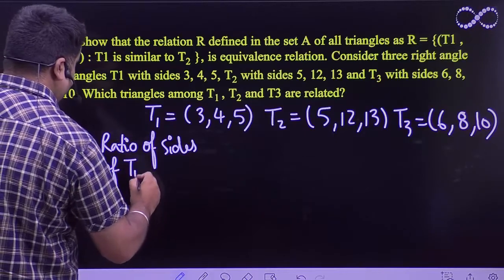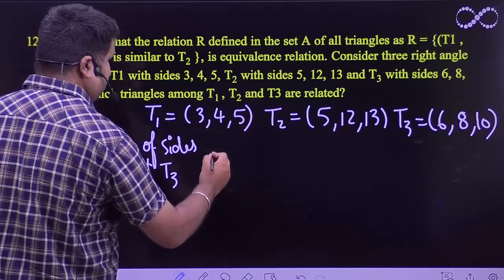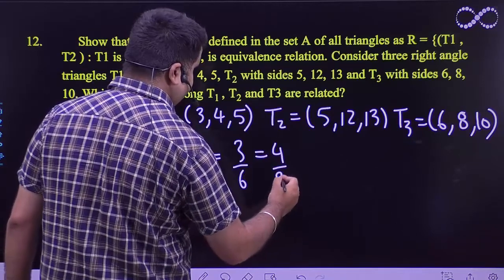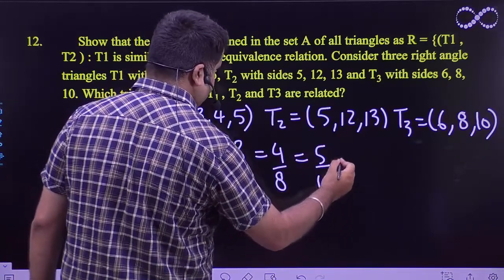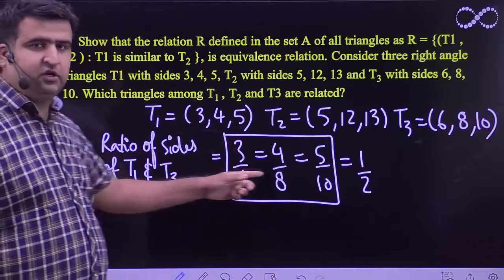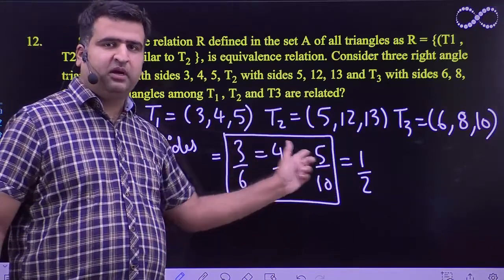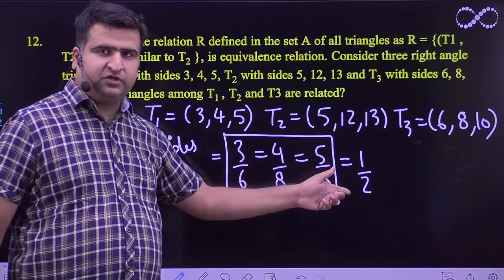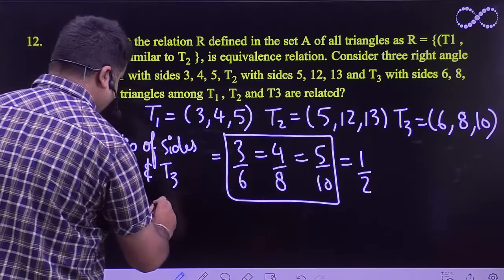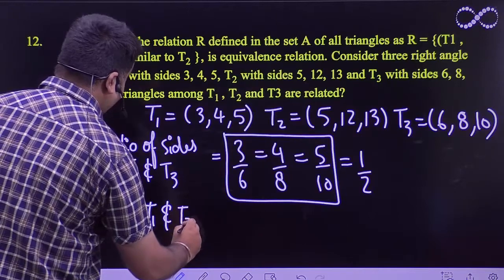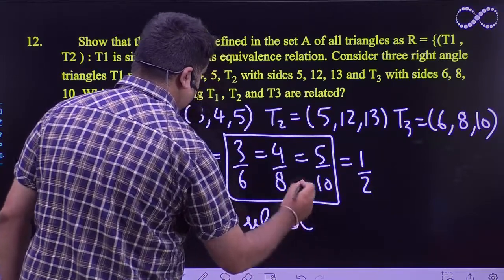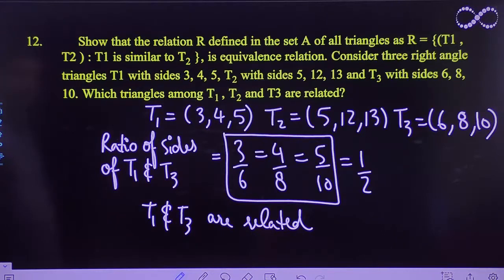Now in the case of T1 and T3, we can see that the ratio of sides of T1 and T3 is equal to 3 by 6, equal to 4 by 8, equal to 5 by 10, which is equal to half. So these three sides are proportional to each other, and that's the property of similar triangles. If all the sides are proportional, then two triangles will become similar to each other. So therefore triangles T1 and T3 are related. Right? Now let's see the next question.